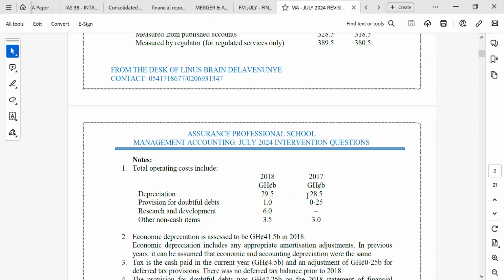So what are they saying? They say economic depreciation is assessed to be 41 billion in 2018. Economic depreciation includes any appropriate amortization. In previous years, it can be assumed that the economic and accounting depreciation were the same. So it means that in 2017 we subtracted this from our value of the asset, and they say it's the same as the economic depreciation. How do we show the asset? Carrying value minus the accumulated depreciation. So that is okay. But let's come to this year. What is the depreciation for this year, 2018?